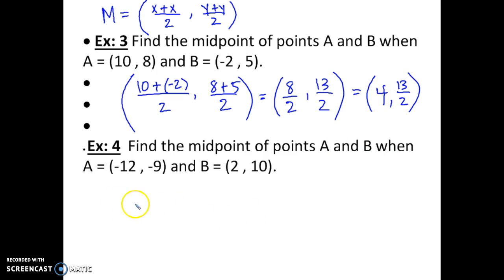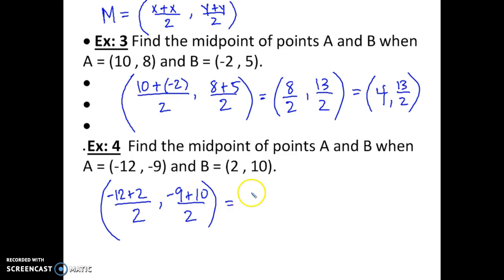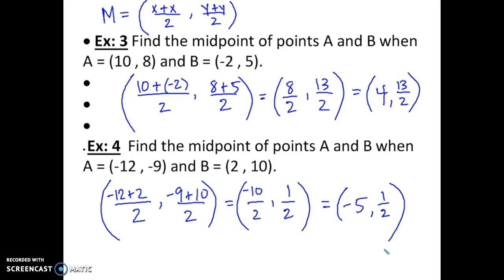For example 4, I've got (-12, -9) and (2, 10). So negative 12 plus 2 is negative 10, and negative 9 plus 10 is 1. Negative 10 over 2 can be simplified to negative 5, and then 1 over 2 can't be simplified, so we'll leave it as 1 over 2.